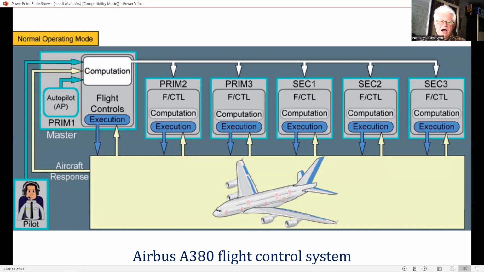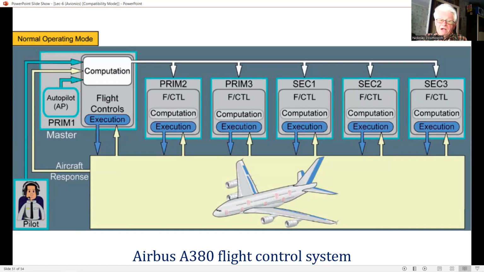The 3 PRIMs and the 3 SECs each carry out the execution function of control and monitoring of their assigned servo actuator, so that control surface deflections obey the computed demand from the master PRIM. The master PRIM also carries out self-monitoring and checks its commands are being executed by comparing them with the aircraft response feedback from the ADIRS.